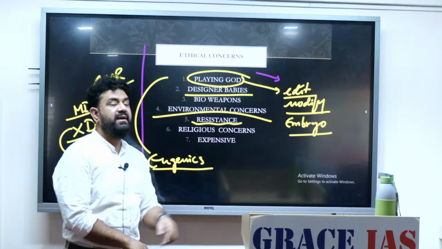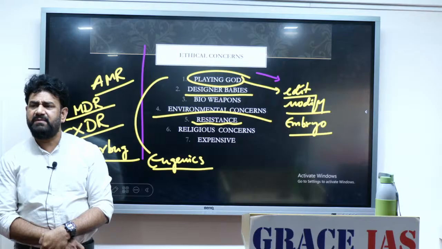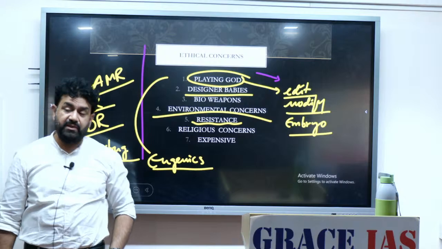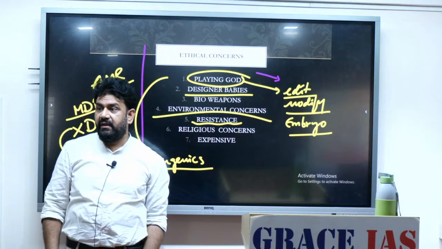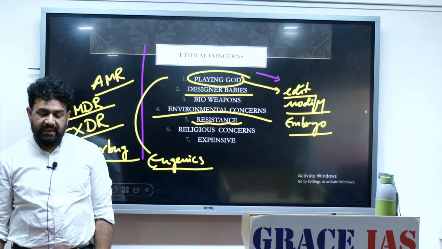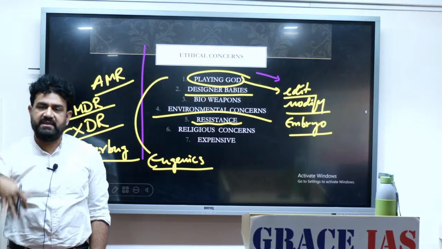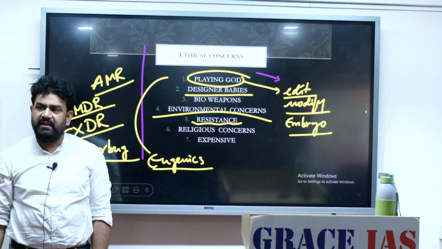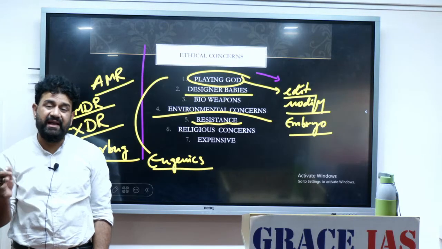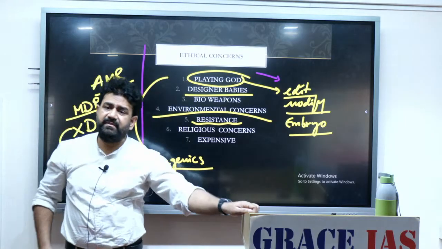And next is what? Definitely cost. Why should expensive things be of ethical concern? Please remember, this can be a GS4 question also, your ethics question also. Is an expensive thing an ethical concern? If some people cannot afford some things, is it ethically wrong? The price of some products being very high, is it wrong to have very expensive products in the market?